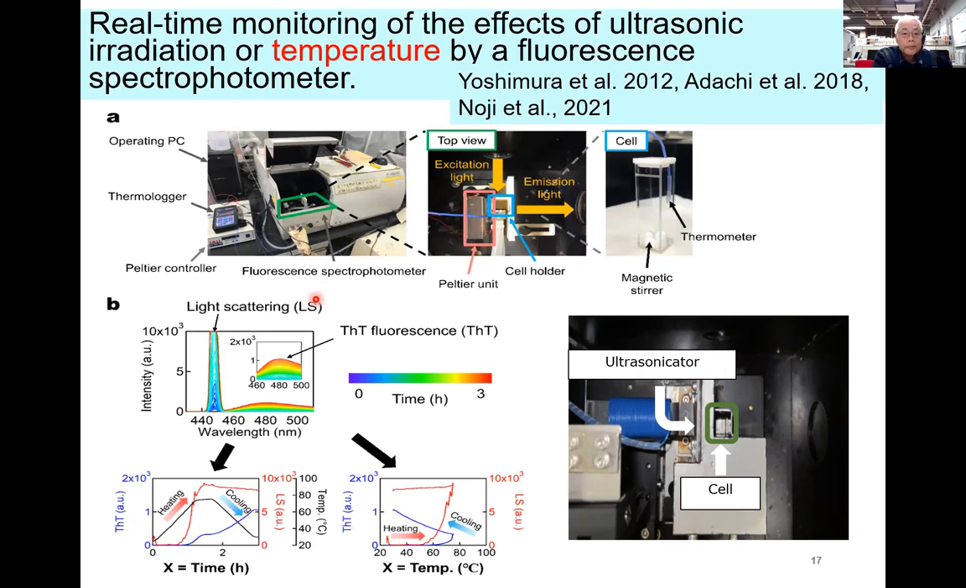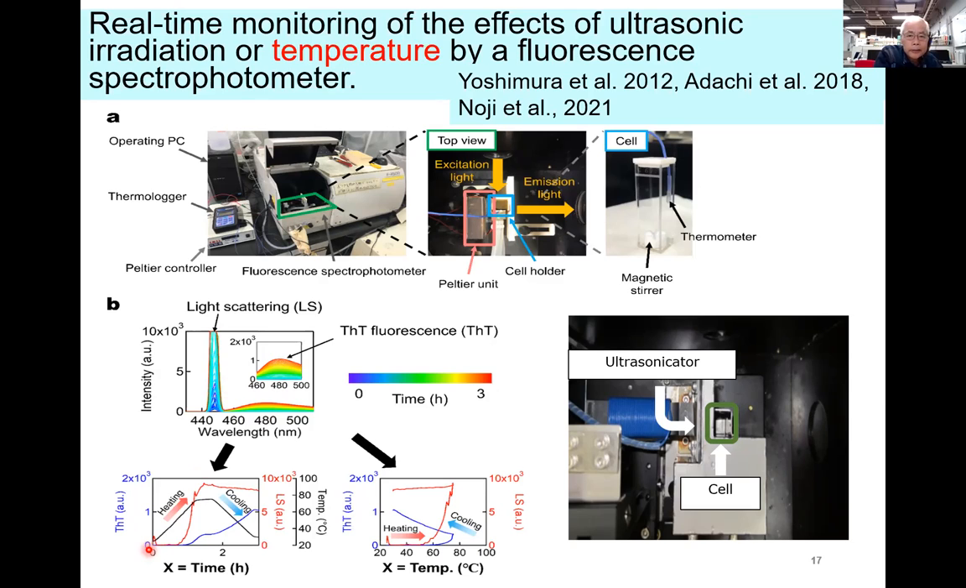And what we observe, as you remember, in the fluorescence spectrum, is the light scattering of the incident beam. Usually we use 447 nanometers or so to excite thioflavin T. And the thioflavin T fluorescence definitely monitors the formation of amyloid fibers. The scattering monitors the sum of the total aggregates, including the amorphous aggregates.